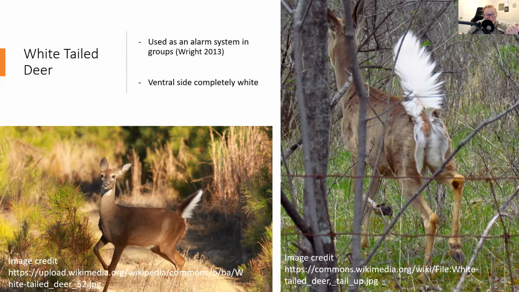We call it tail flagging. And it alerts others that they live with, others in their group, that there's danger nearby. So there's a predator somewhere. So they lift their tail, showing that ventral side, which is completely white, and then they run away. So any of the deer behind them would be able to see this warning sign, and then they can run away faster, and hopefully keep the group whole.